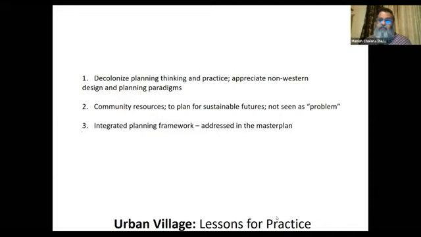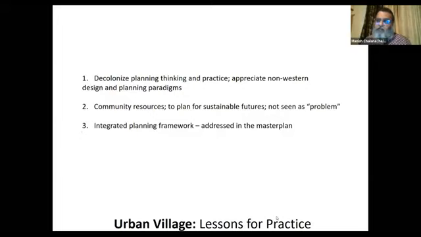Think about the non-Western ways of doing things. And then finally, coming up with a more integrated planning framework which addresses urban villages at the master plan level. Delhi started doing that. It has notified many urban villages as urbanized, and there's a whole volley of problems that come with that.